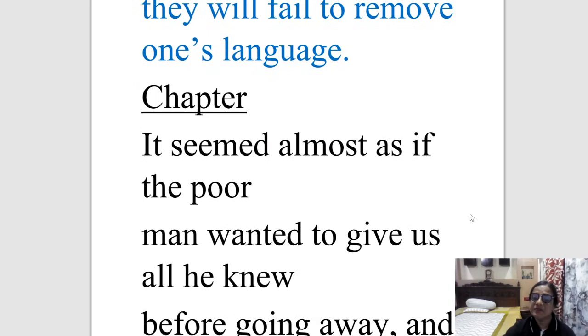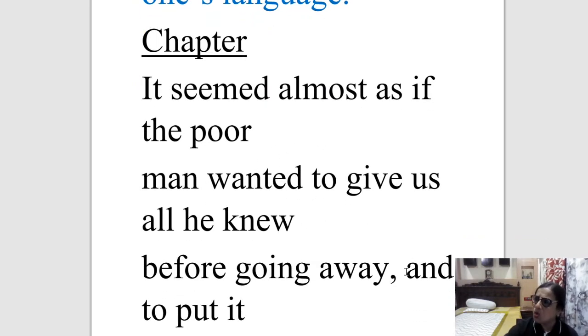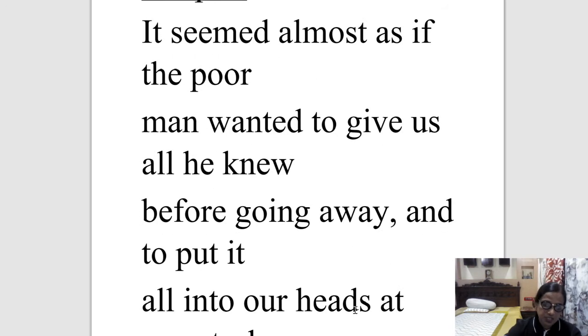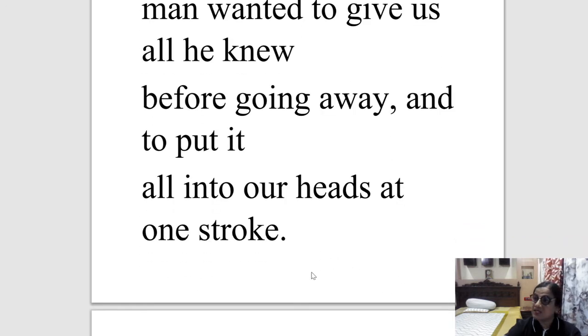Now you see, it seemed almost as if the poor man wanted to give us all he knew. Who is this poor man? That is the teacher, M. Hamel, who wanted to give all that he knew, wanted to teach everything about the French language before going away. Because from the next day, M. Hamel was also not supposed to teach, because he was teaching French and he was a teacher for 40 years. And from the next day, German was to be taught in that school, and to put it all into our heads at one stroke. So M. Hamel wanted to stuff everything about his learning and teaching into the heads of the students.